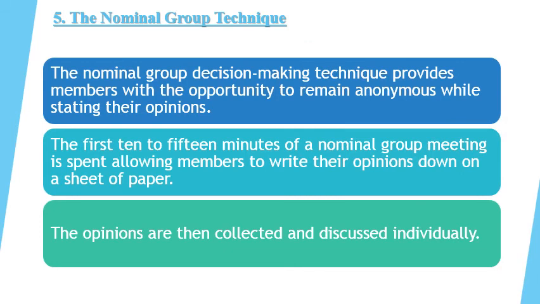Method number 5, the nominal group technique. The nominal group decision-making technique provides members with the opportunity to remain anonymous while stating their opinions. The first 10 to 15 minutes of a nominal group meeting is spent allowing members to write their opinions down on a sheet of paper. The opinions are then collected and discussed individually.